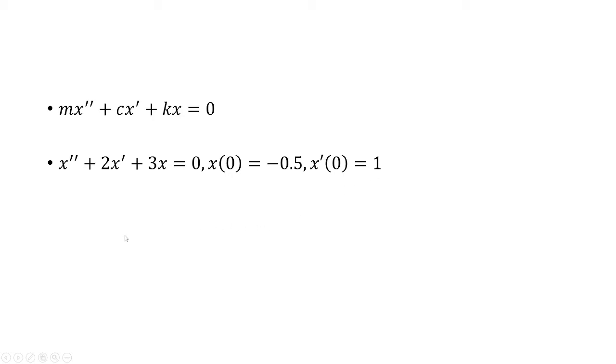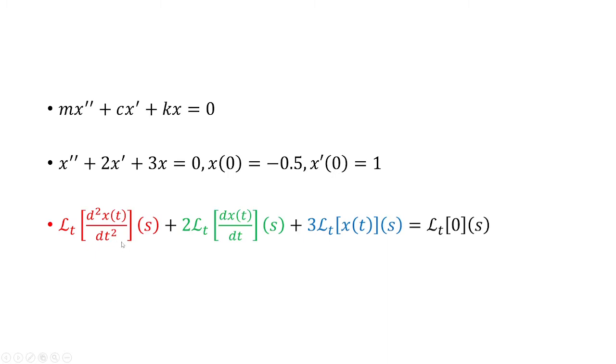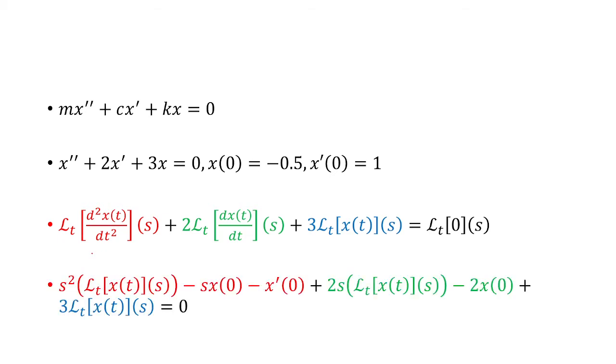So we need to solve this differential equation by using Laplace transforms. So take the Laplace transform of everything. Now for the Laplace transform of the second derivative, that's going to be s squared times the Laplace transform of x, minus s times x of 0, minus x prime of 0. The Laplace transform of 2 dx over dt is 2s times the Laplace transform of x of t, minus 2 times x of 0. And then the Laplace transform of 3x of t is just 3 times the Laplace transform of x of t. The Laplace transform of 0 is just 0.